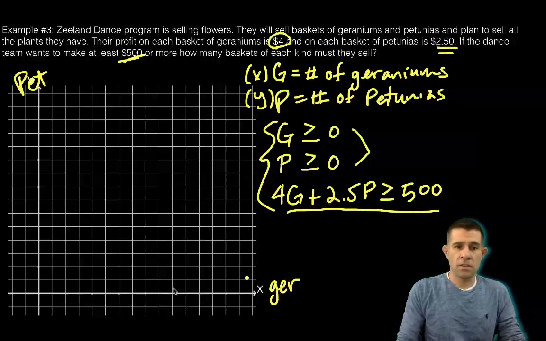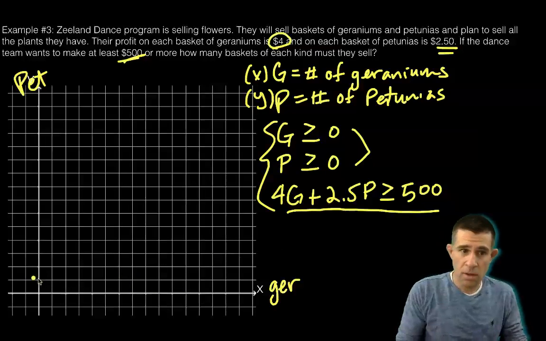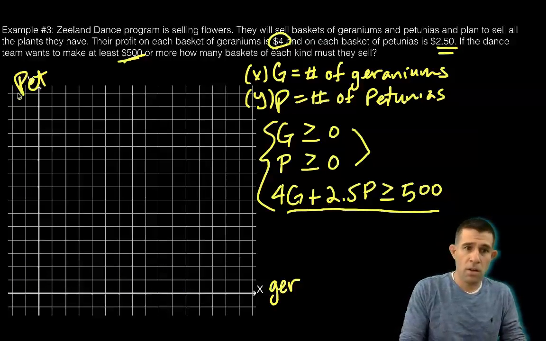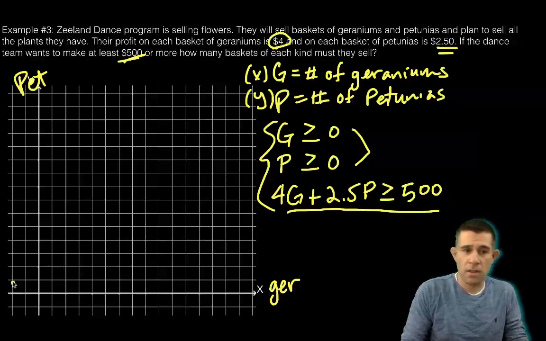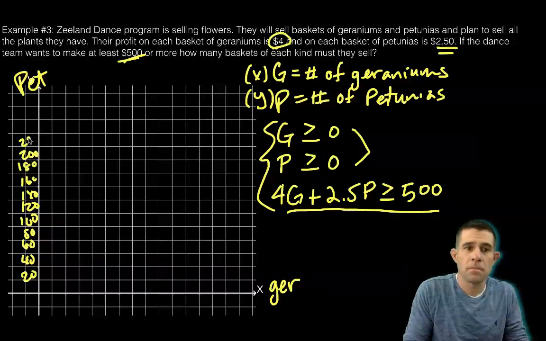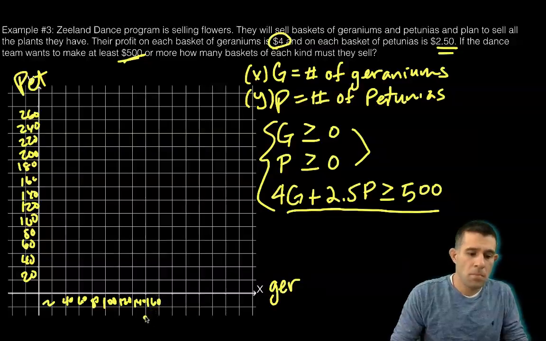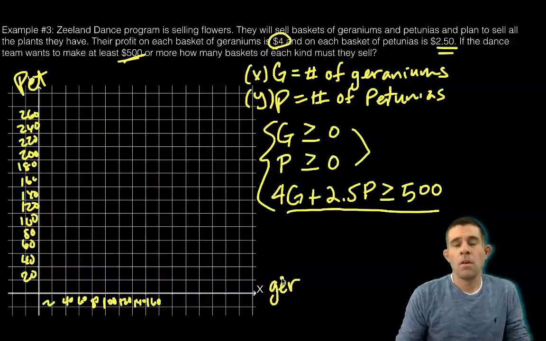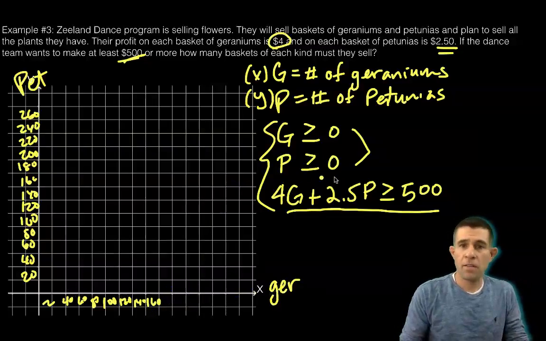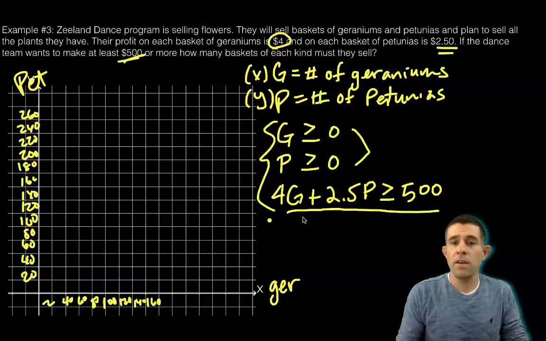So let's take a second to set up our axes here, and we're just going to jump by 20s along the y-axis, and we'll jump by 20s along the x-axis as well. Okay, now that we have our axes labeled, let's go ahead and find our intercepts.